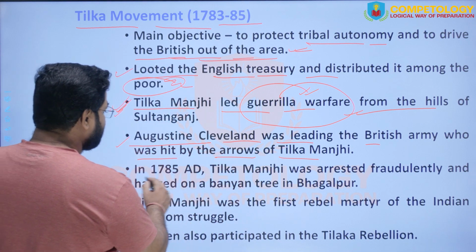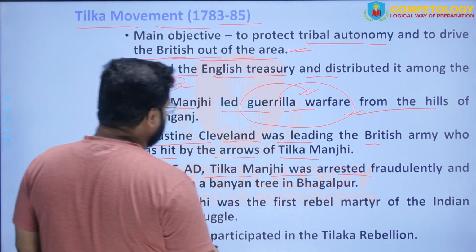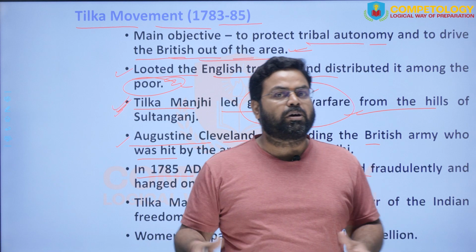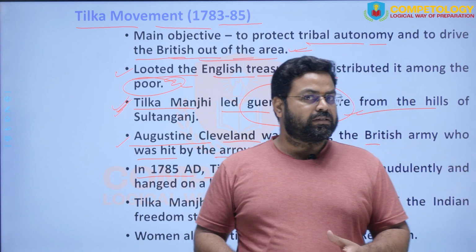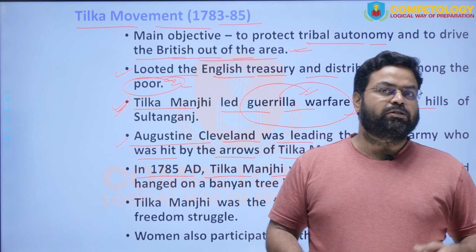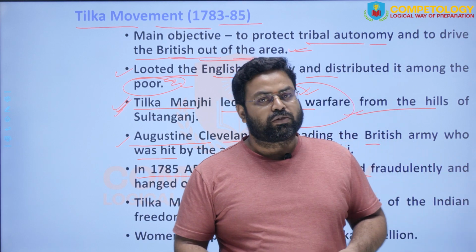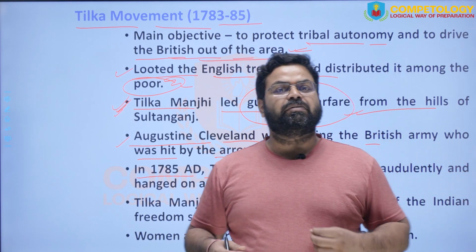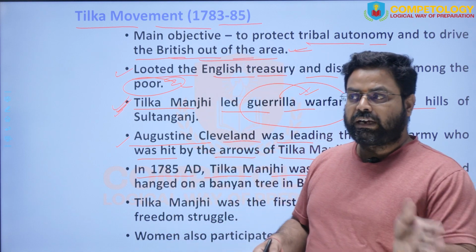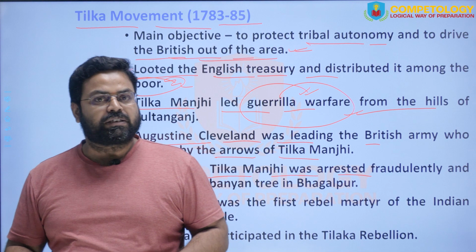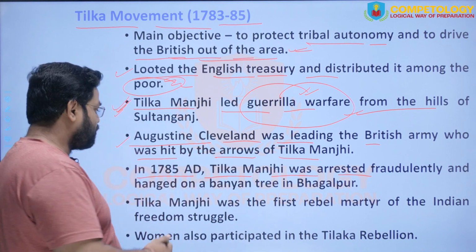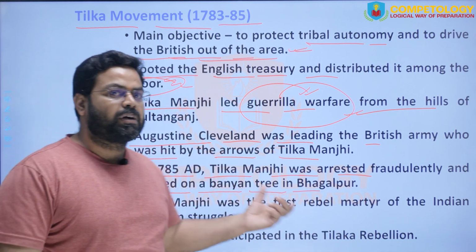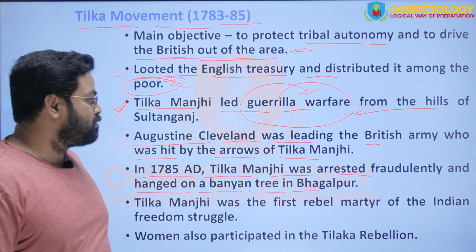So in 1785 AD, Tilka Manjhi was arrested fraudulently. Basically what happened, one of his known persons who knew about his whereabouts and his movements was lured by the British government that you will not be punished, in fact you will be rewarded. So if you give the information about Tilka Manjhi and if we catch him, then all these privileges will be provided to you. So that person sided with the Britishers, and fraudulently Tilka Manjhi was arrested and he was hanged on a banyan tree in Bhagalpur. And still in Bhagalpur there is a Tilka Manjhi Chowk. A statue of him has been installed over there.